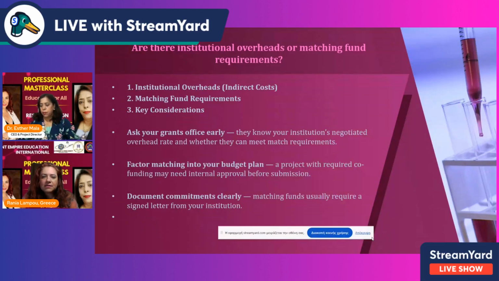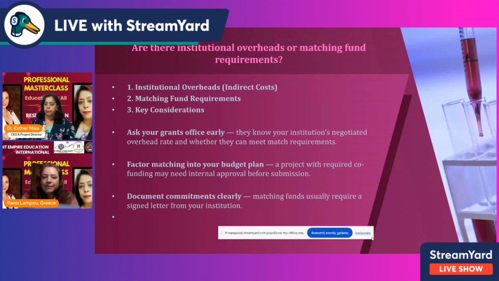How does this affect your budget? Overheads are usually added on top of your direct research costs. For example, if your direct costs are $100,000 and your overhead rate is 20%, then the total budget requested is $120,000 USD.